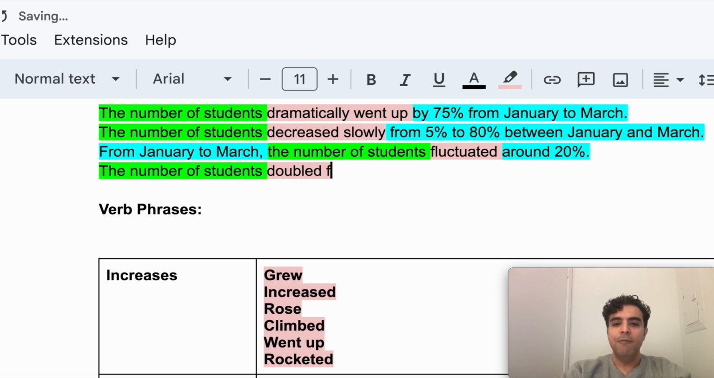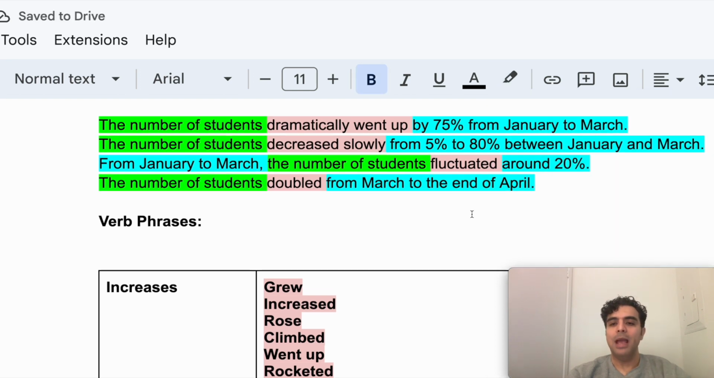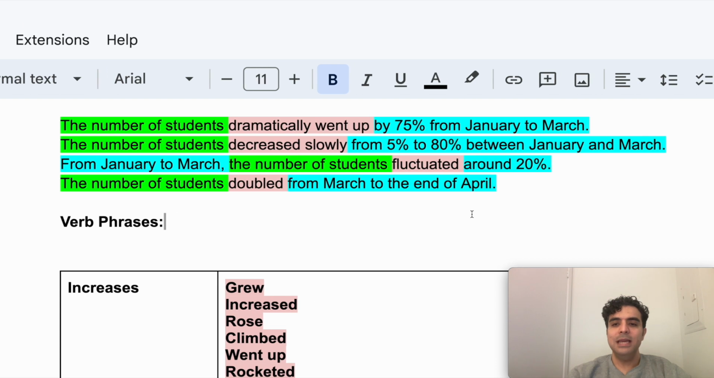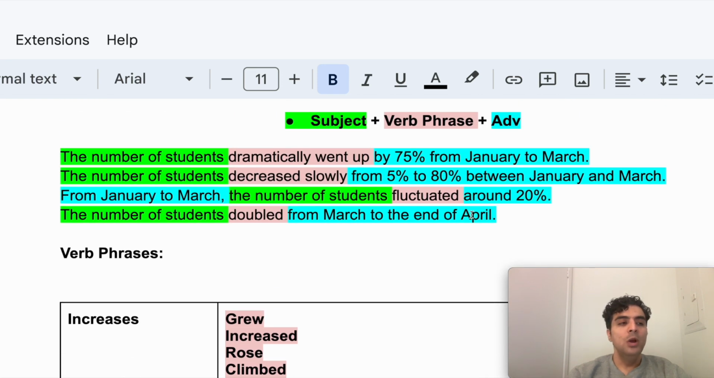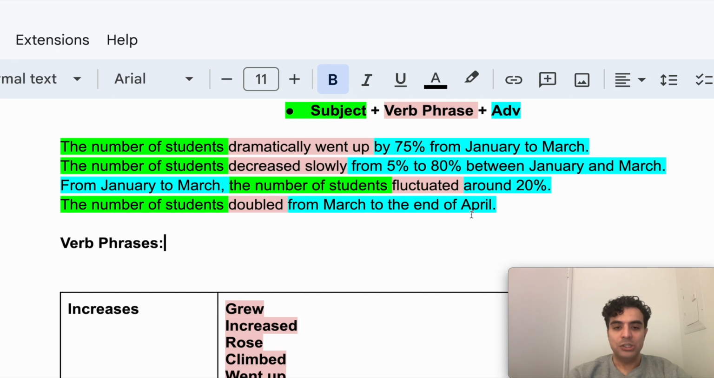So we're going to say from, let's say, March to the end of April. So once again, we have from March to the end of April. We're going to highlight that in the same color that we use to highlight all of our adverbs, right? So as you can see, we have used the first structure, the verb phrase structure, to write sentences describing increases, decreases, and also fluctuations.